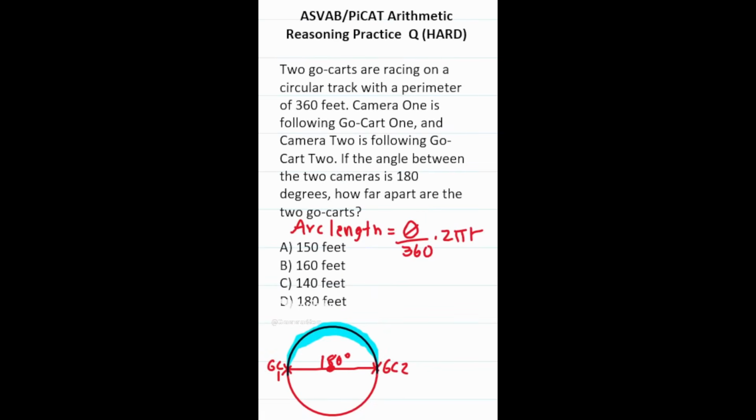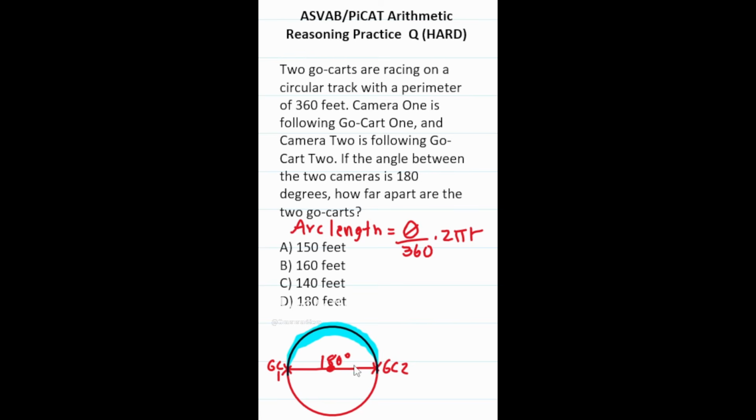This ASVAB PiCAT Arithmetic Reasoning Practice Test question says two go-karts are racing on a circular track with a perimeter of 360 feet. Camera 1 is following go-kart 1 and camera 2 is following go-kart 2. If the angle between the two cameras is 180 degrees, how far apart are the two go-karts?